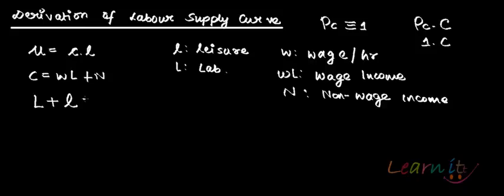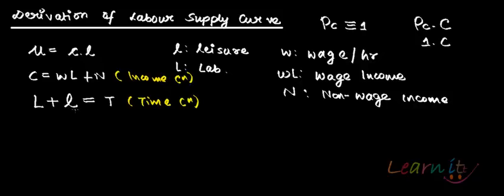The time constraint is, say, l plus L equals T. That is, you have T hours available to you, and within these T hours you can spend time either on leisure or labor, or some convex combination of the two. For example, say you have 16 hours as T, so you can spend 8 hours on labor and 8 hours on leisure, and so on. Remember, this is your time constraint and this is the income constraint.